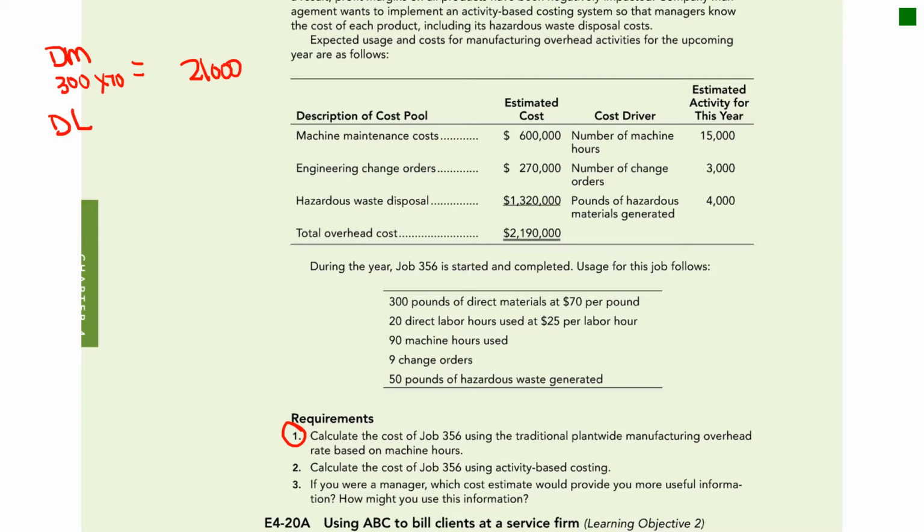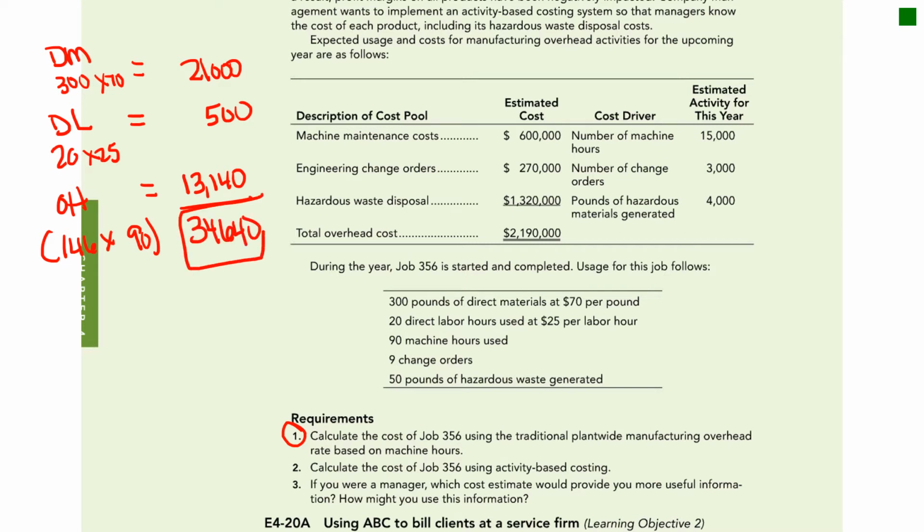Number 2 says direct labor hours, 20 hours at $25 per hour. So 20 times 25 is going to be $500. That's your direct labor cost. And then finally, overhead. We know that the rate we just calculated was 146. That was the overhead rate. Again, it's based on machine hours, so you multiply that by 90 because these are traditional rates based on machine hours. That's going to put you right at 13,140. If you add these together, you get 34,640.